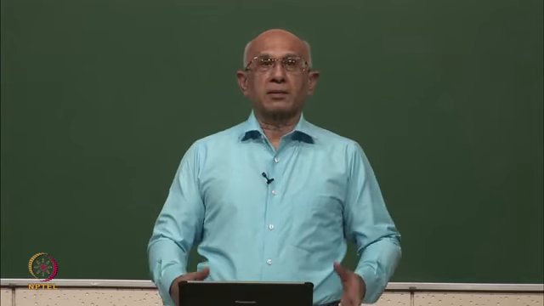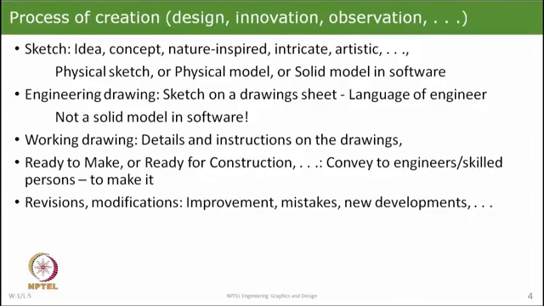So, we add more details, we add more instructions to the drawing, we add more information, some do's and don'ts, and then we have reached a point where we are ready with a drawing which we can give to somebody, an engineer or a skilled worker, who can make it or who can make the construction out of it, who can fabricate it. And that could be a mechanical part, could be a civil engineering structure, could be an electronic board, could be anything. So, that is what we have here.